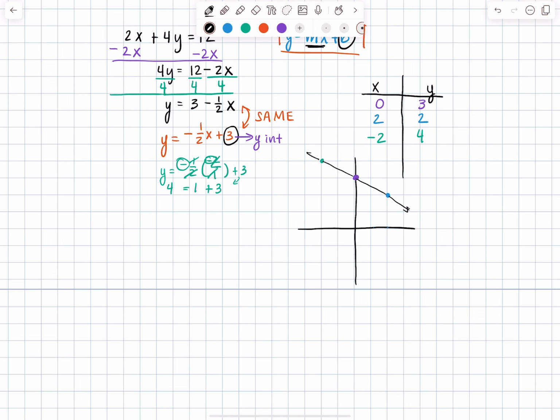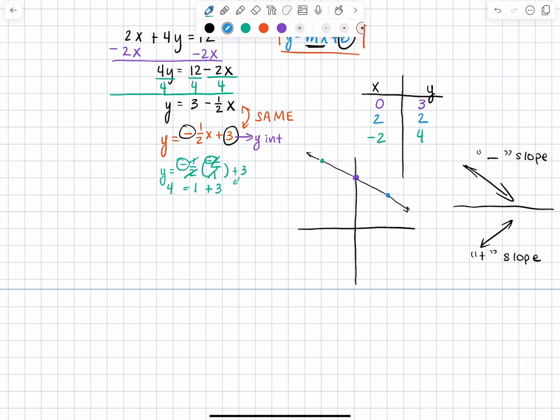Oops. So now we would have a negative slope. When you have a negative here, this would be a negative slope. When it's pointing this way, it's a negative slope. But if it was pointing this way, then you have a positive slope. So this is a negative slope over here.